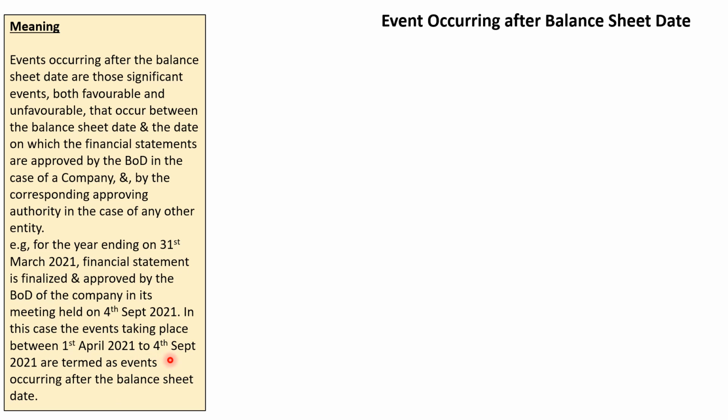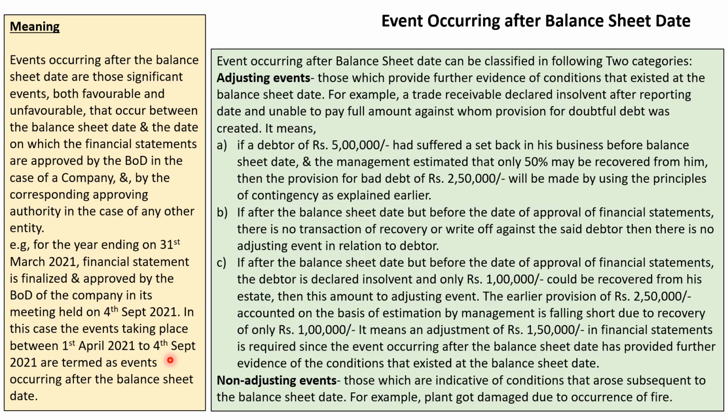So these are different from contingencies, because contingencies are those things which are already in existence on the balance sheet date. They are already in existence on the balance sheet date and only their outcome was not known. Whereas here we are talking about those events which didn't happen on the balance sheet date. They happened after the balance sheet date but before the date of approval of financial statements by the board of directors or by the approving authority. So this is the second part of AS4.